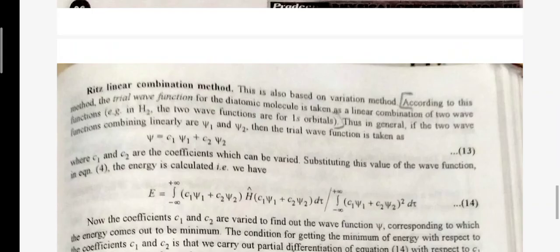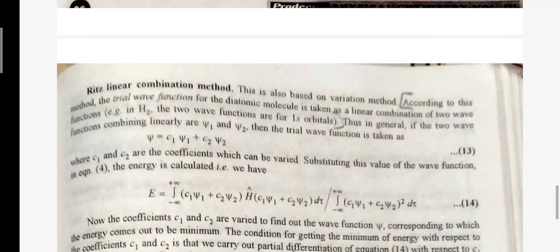Linear combination method. This is also based on the variation method. According to this method, the trial wave function for diatomic molecules is taken as a linear combination of two wave functions. Example, in H2 the two wave functions are for the 1s orbital. Thus, in general, if the two wave functions combining linearly are psi 1 and psi 2, then the trial wave function is given as this, where C1 and C2 are coefficients which can be varied.